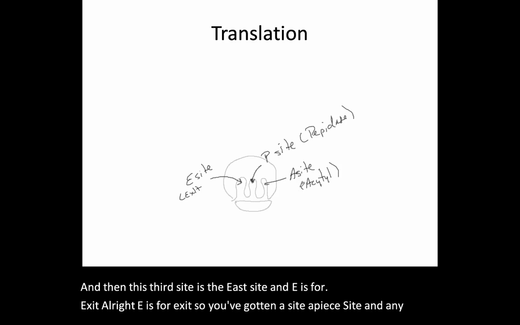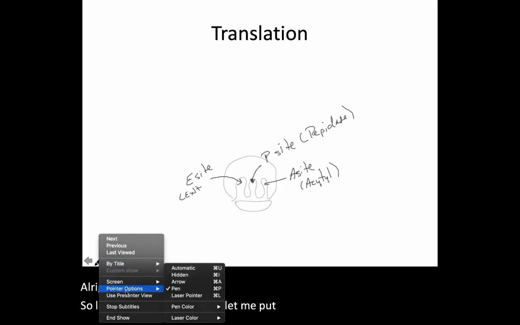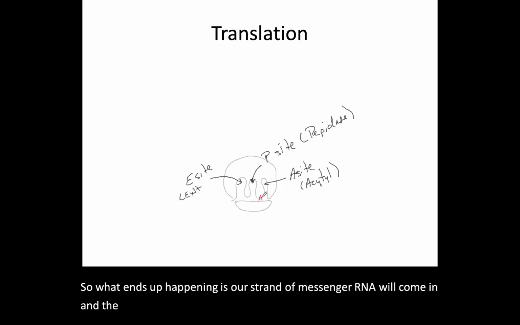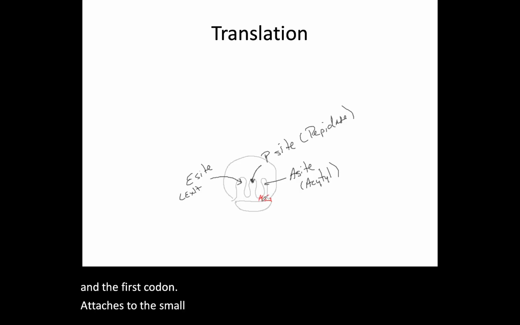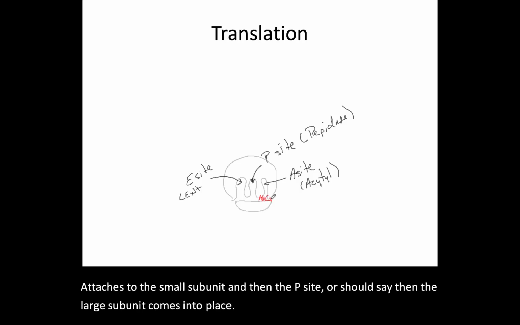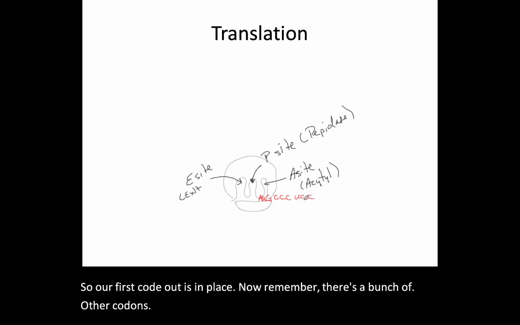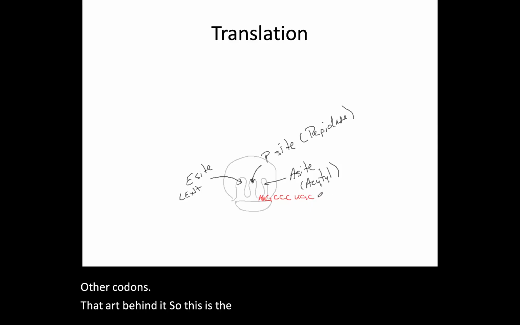Let me put in the messenger RNA. What ends up happening is our strand of messenger RNA will come in, and the first codon attaches to the small subunit, and then the large subunit comes into place. So our first codon is in place. Now remember, there's a bunch of other codons behind it. So this is the whole string of messenger RNA.